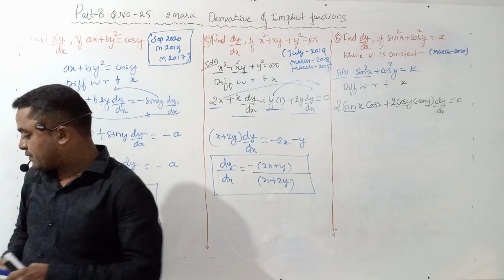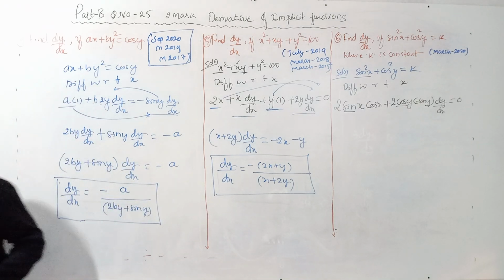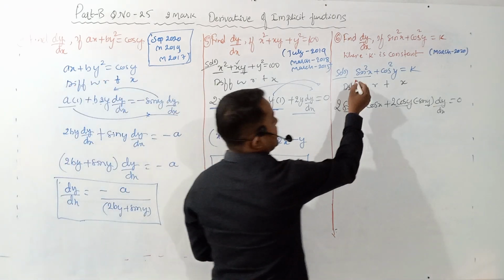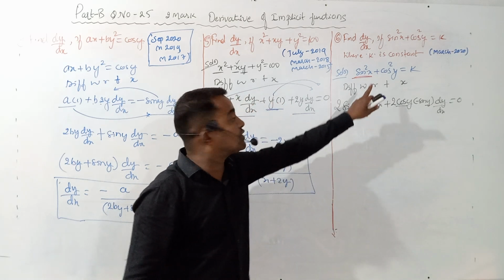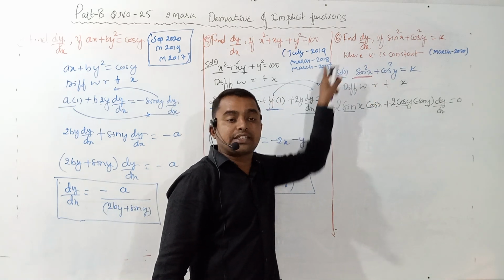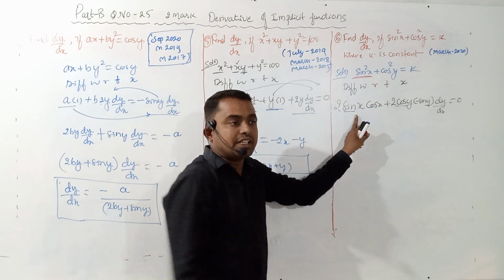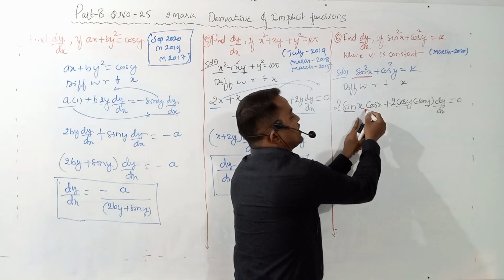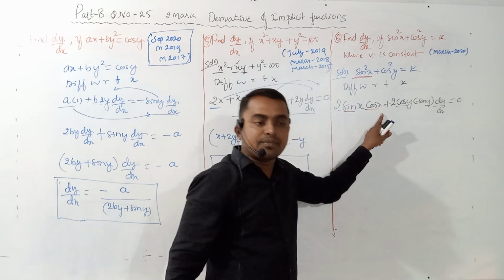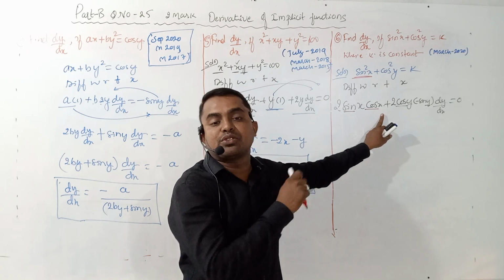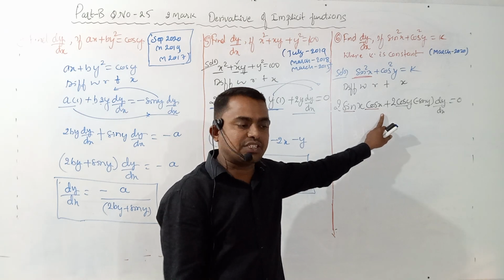See once again the explanation of this one. Derivative of sin square x: 2 comes to the back side, 2 sin x. Derivative of sin x is cos x. Derivative of x is 1. That 1 we are not writing because 1 into 2 sin x cos x is 2 sin x cos x.